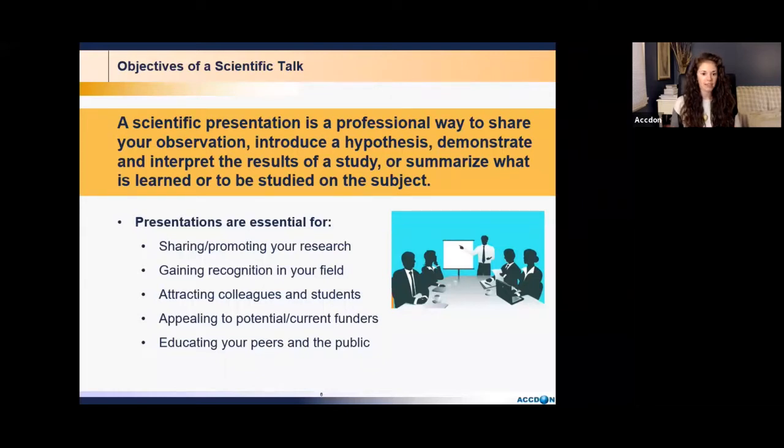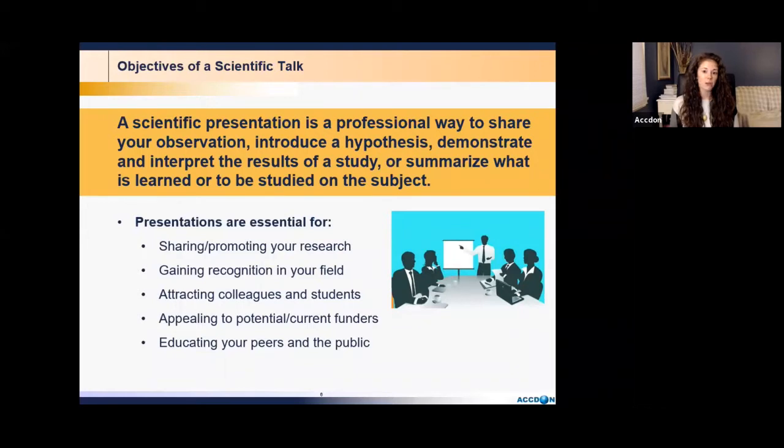As research scientists, presentations are essential for a lot of components that will ultimately help your career trajectory towards success. I've listed 5 here. Importantly, presentations are important for sharing your research and by extension also promoting your research. By doing that, you also gain recognition in your field. Talks are a little bit more flashy, if you will, than perhaps a scientific poster, mainly because you're getting up in front of an audience and highlighting the most important findings of your research.